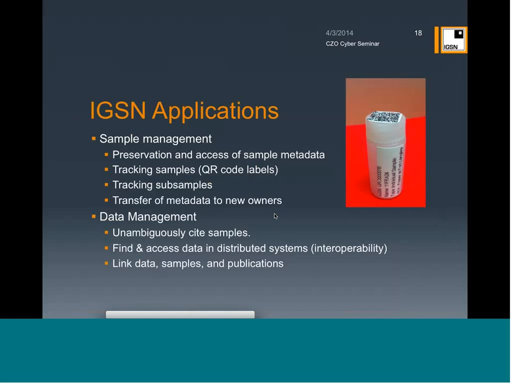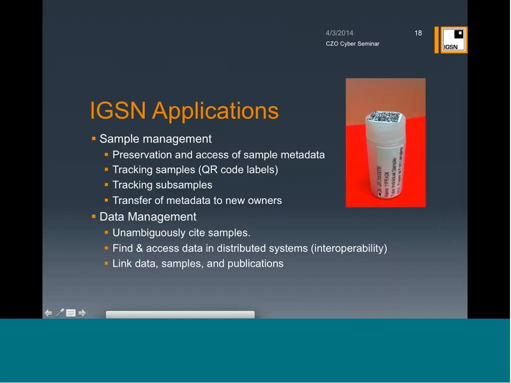Application of the IGSN clearly in sample management. I've mentioned that already. Preservation and access to sample metadata can be ensured by using this unique identifier. It helps tracking the samples, and I'm showing here an example of a sample from the Global River Observatories. They have an archive or repository of samples at the Woods Hole Oceanographic Institution.